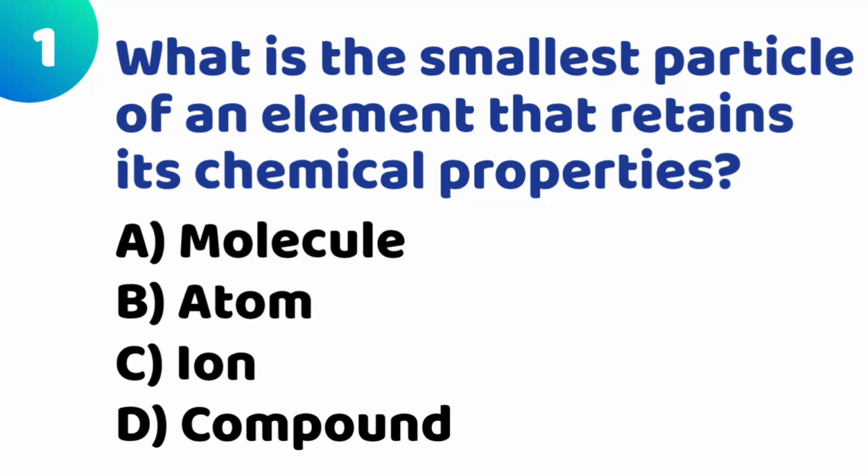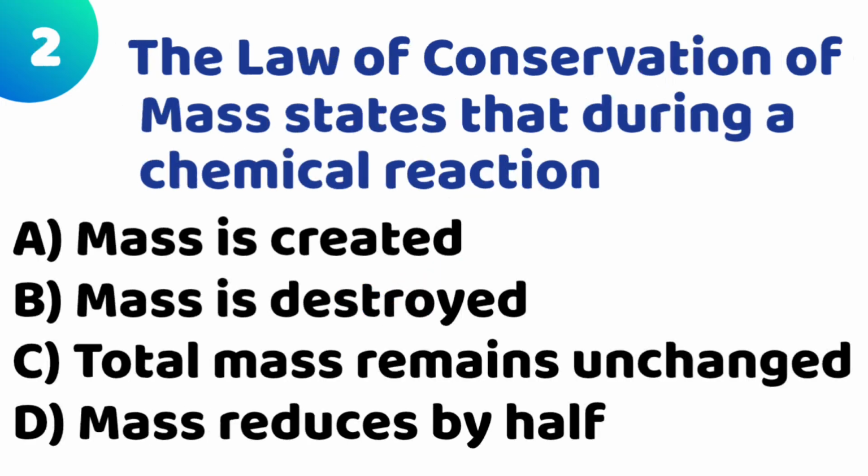What is the smallest particle of an element that retains its chemical properties? Option A, molecule. Option B, atom. Option C, ion. And option D, compound. The correct answer is option B, atom.